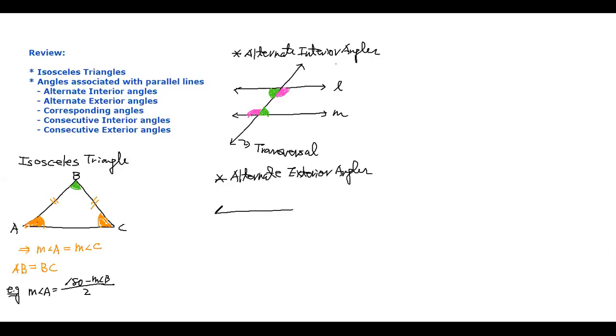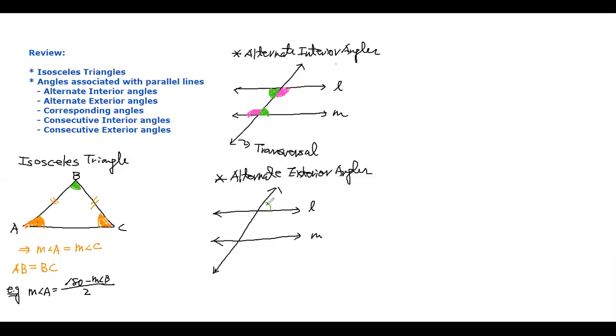Okay, so alternating exterior angle. I still have to have two parallel lines. So this is L and M, and this is my transversal line here. So what is the alternating exterior? That means outside these two, right? So now that means outside these two.